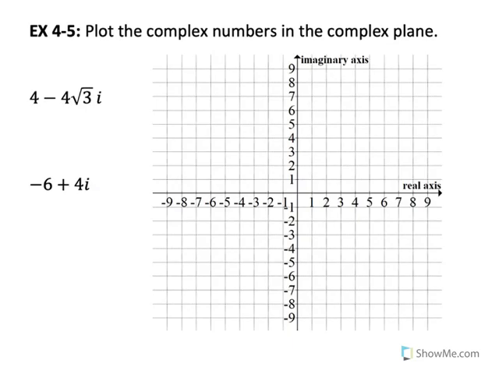Okay, so moving on, we're going to plot the complex numbers in the complex plane. This is our x right here, and this is our yi. So we're going to go over 4, positive 4, and then down 4 root 3, which is about 6.9. So I'll go over 4, down almost 7, and maybe I call that point A, so you can see where that is on my graph. For point B, we would go back 6 and then up 4, and that would be your point B.